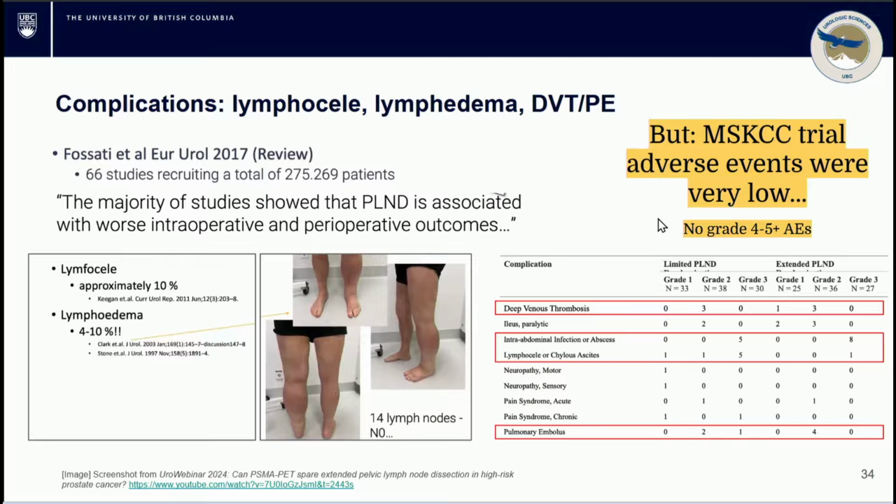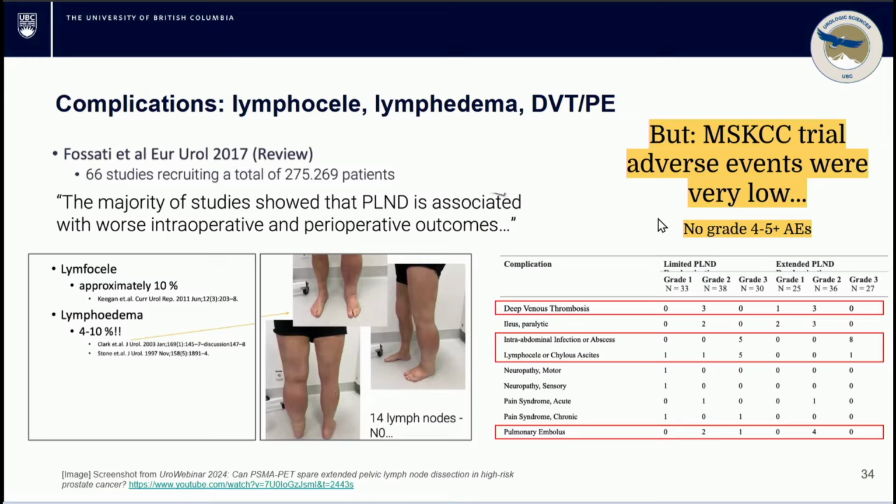And the 2017 Fossati review that I mentioned earlier does suggest that there are going to be worse outcomes based not only on doing the pelvic lymph node dissection, but also proportional to the extent. So the bigger the extent, the worse the complications. This is a screenshot from a webinar from Johan Strahm. But to get a sense of the numbers, the chance of developing a lymphocele is sometimes quoted in the range of approximately 10%. And the chance of developing a lymphedema, which certainly is a clinically relevant patient-centered outcome, could be as high as 4 to 10%.